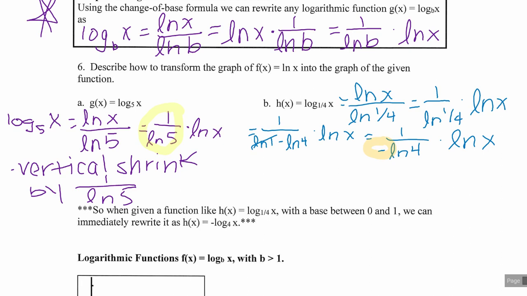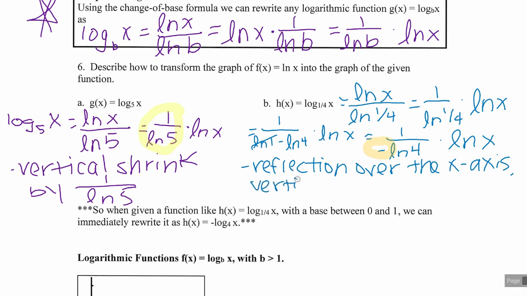So here our transformations are a reflection over the x-axis. That negative gives us that, and our second transformation is a vertical shrink of 1 over the natural log of 4. Okay, so please, please, please be careful that negative should never be involved in any sort of stretch or shrink, whether it be vertical or horizontal.